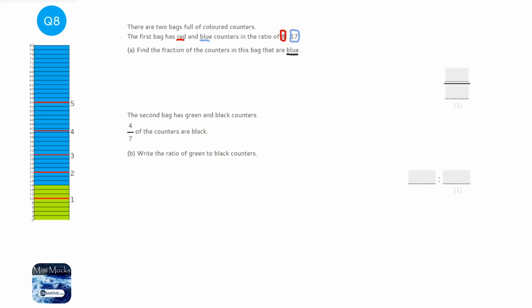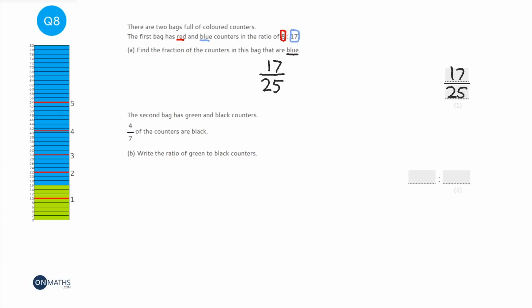So there are 17 blue, so 17 goes at the top of the fraction, but how many are there all together? And so it's tempting to put 17 over 8, but it's all together. The bottom of a fraction is the total, so we need to do 8 plus 17, which is 25. So the fraction is going to be 17 over 25.